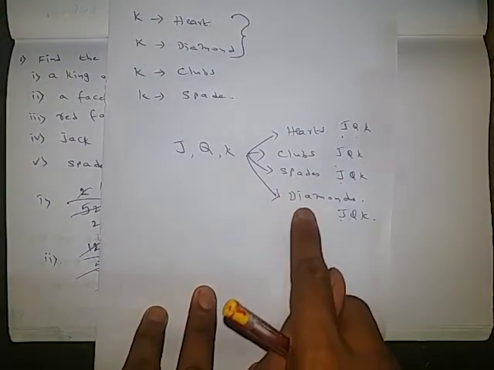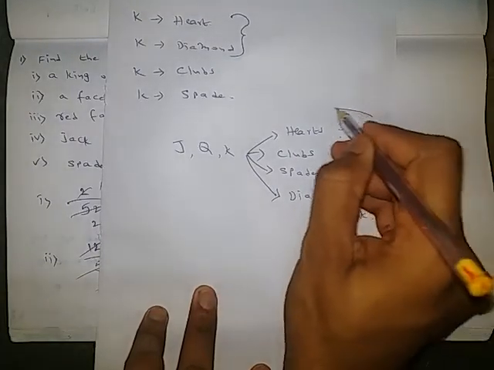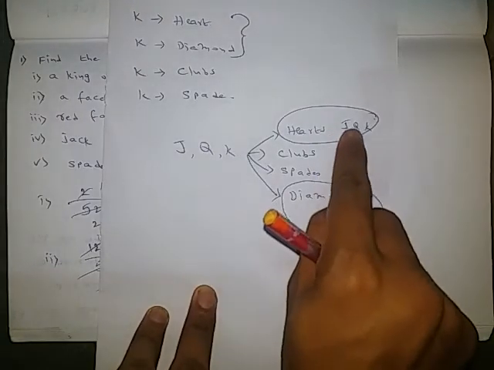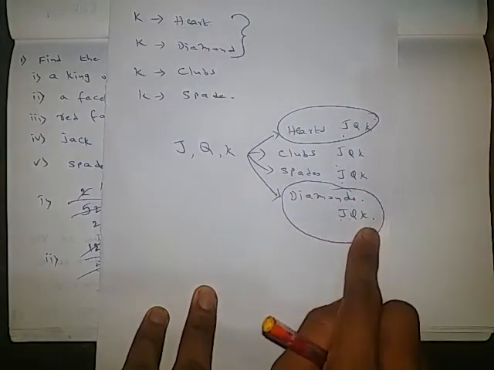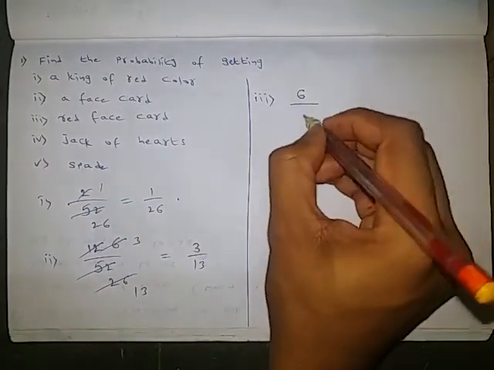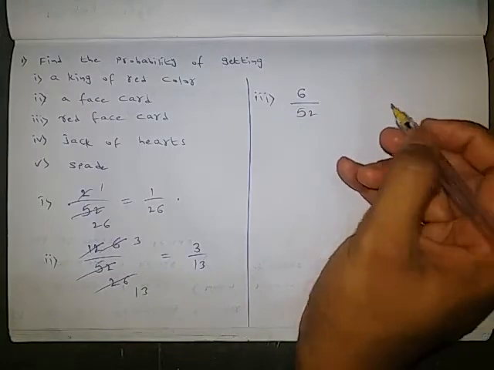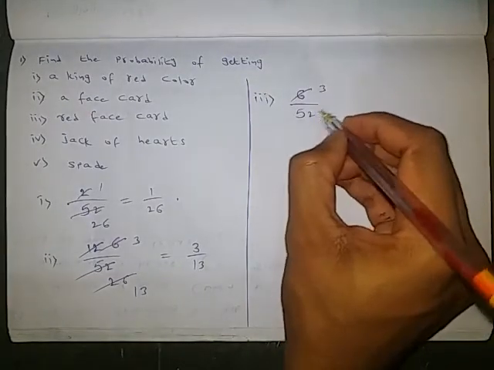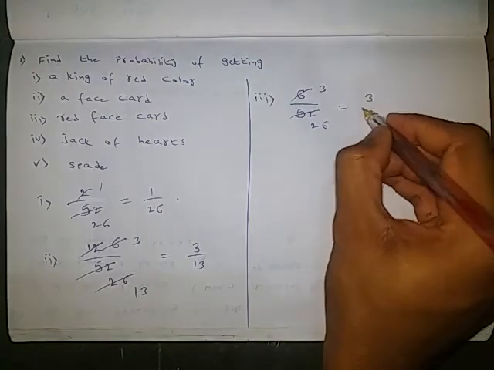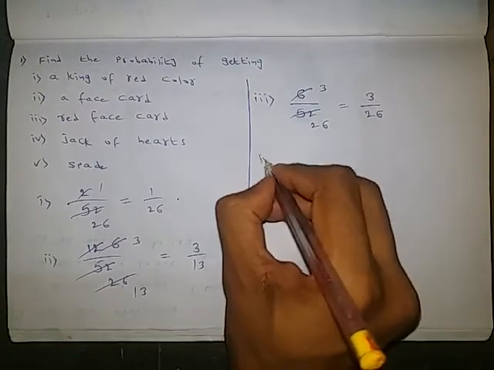Next, red color face card. Very easy. Hearts and diamonds both are red color. So in hearts J, Q, K is there, in diamonds J, Q, K is there. So 1, 2, 3, 4, 5, 6, 6 red color face cards. So red color face cards are required, those are 6 in number, divided by total cards 52. 2 threes are 6, 2 twenty-sixes are 52. So the probability of getting a red face card is 3 by 26.